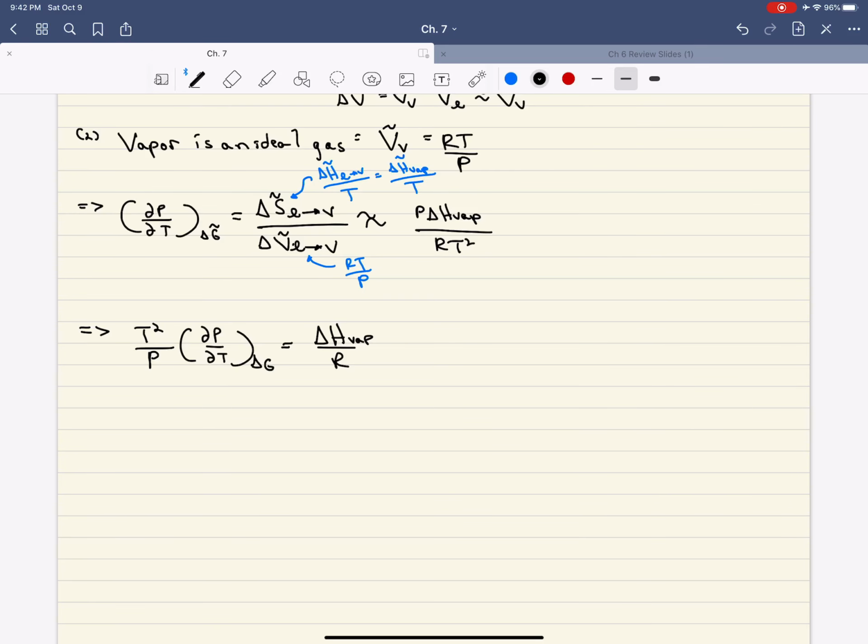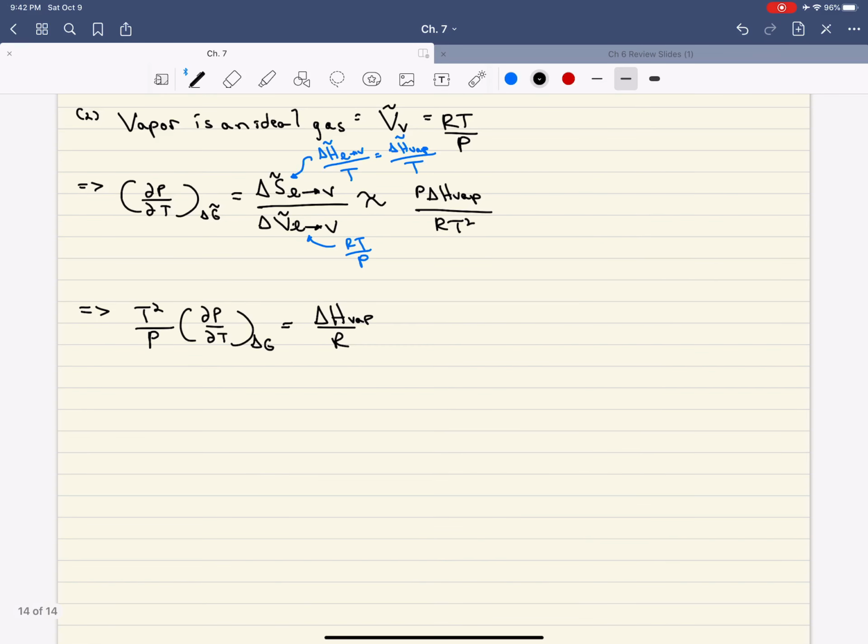What we should notice on the left-hand side is a couple of things. We have this partial derivative, but what we have here is essentially dP over P. So notice that we have 1 over P dP, and that is essentially just the derivative of the natural log of P.